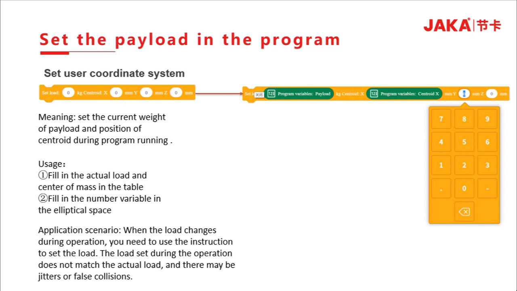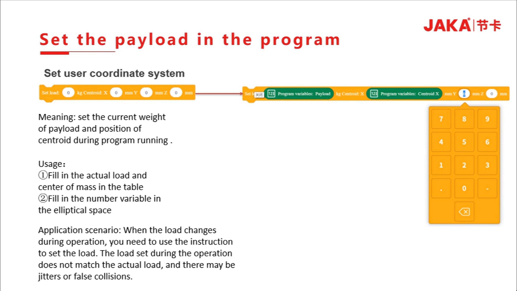When the load changes during the running of our program, we need to use the instruction to set the load. When the load set during operation does not match the actual load, there may be vibration or collision warnings during operation. In real applications, if the load of the product itself is very small, for example only 100 or 200 grams, it can be ignored. We cannot use the instruction to set the load.